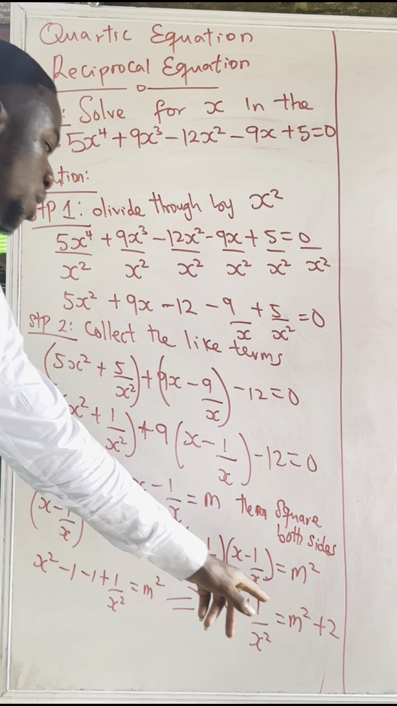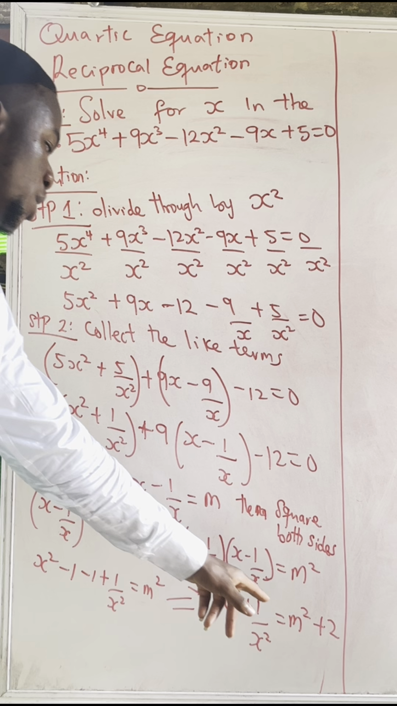Collect the like terms. So this is 5x squared, this is 5x squared, so that will be 5x squared plus 5 over x squared plus 9x minus 9 over x minus 12 is equals to 0. So therefore, once you are at this point, the next thing we are going to do now is that you are going to bracket this. You will also bracket this.